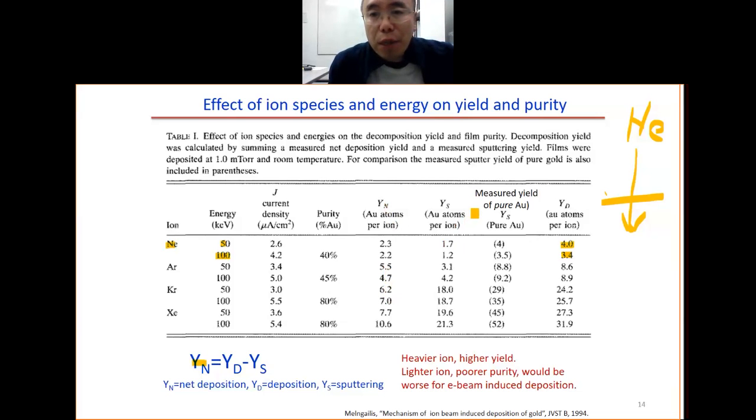We can also measure the sputter yield of pure gold. The deposit is only 40% gold. As you can see here, the sputter yield for pure gold is higher than the sputter yield of this deposit. This is because the deposit has lots of carbon and also gallium, so we have carbon contamination and gallium contamination. Those contaminants in the gold make it more difficult to bombard away, more difficult to sputter away. That's why you get lower sputter yield when there are impurities in the film.